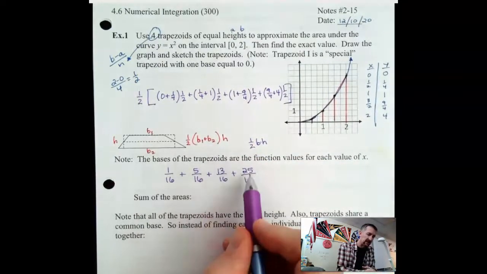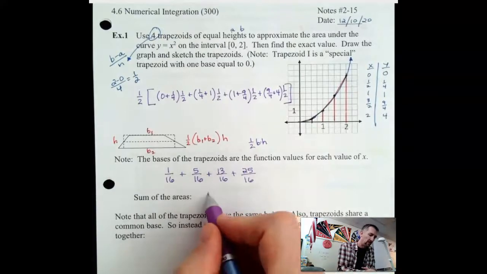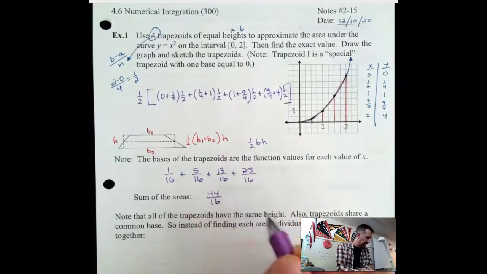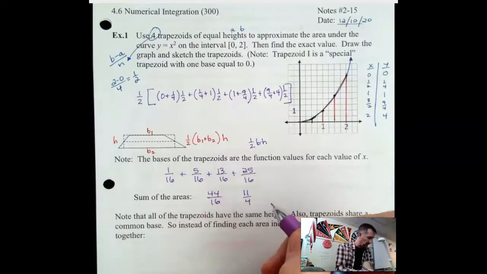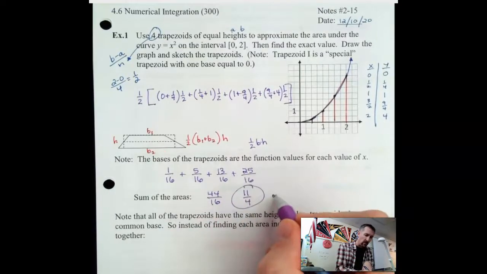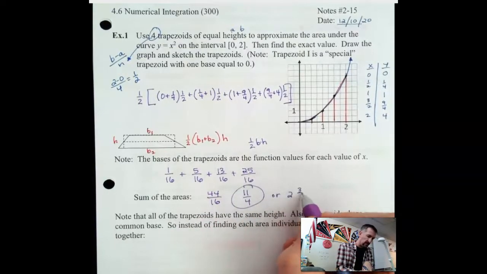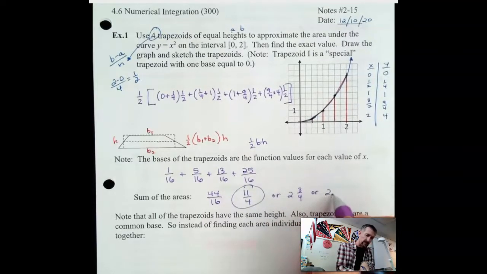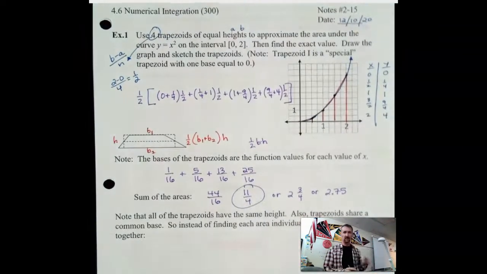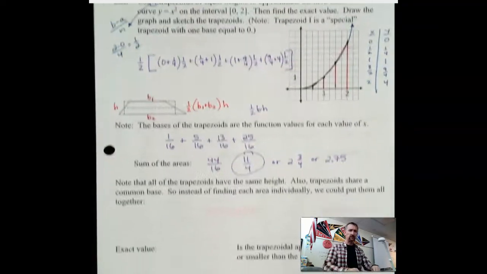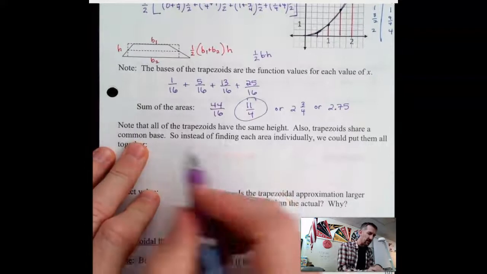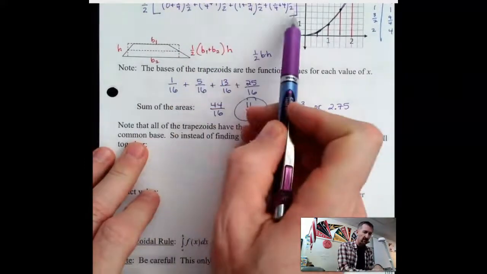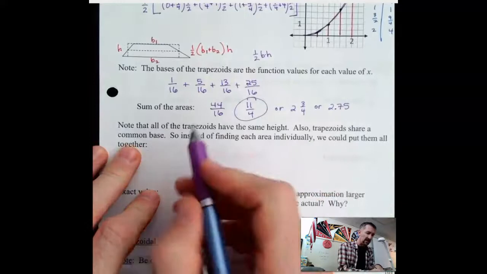So if we add those together, that's going to be 44/16. That can be reduced by dividing both of those by 4, so that's going to be 11/4, or 2 3/4, or 2.75, to do a comparison a little later. Okay, so now it's telling us that all the trapezoids had the same height, which we noticed was 1/2, and they all had a common base.